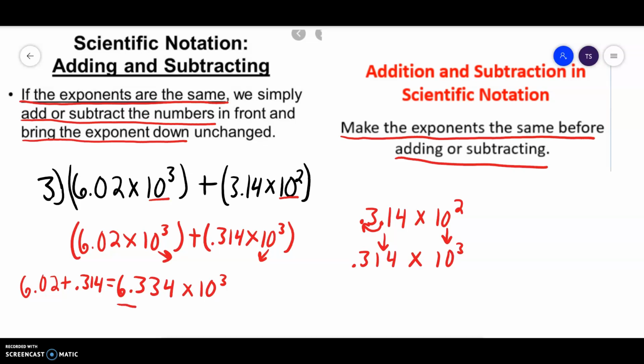Now, is our answer in scientific notation? Yes, it is, because it's between 1 and 10. Okay? So we put a box around it because it is our final answer.